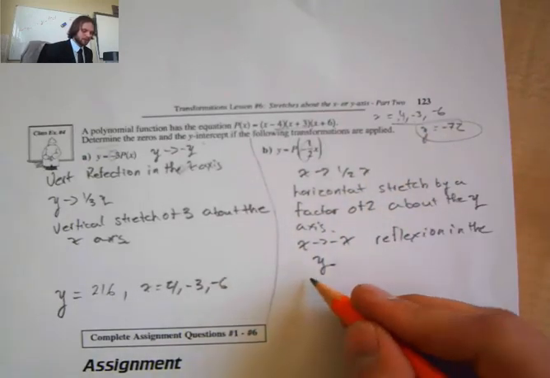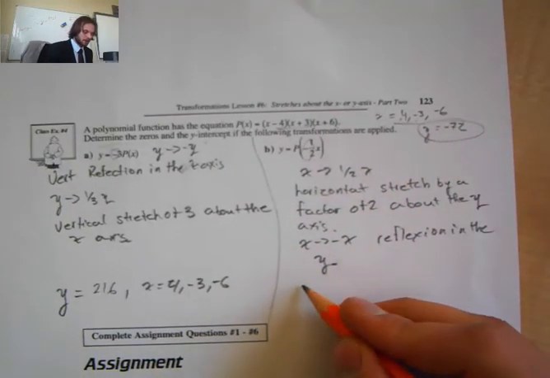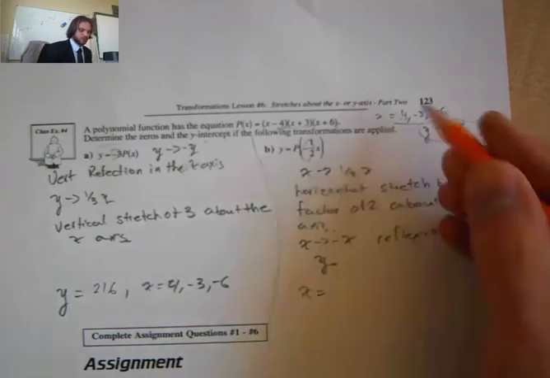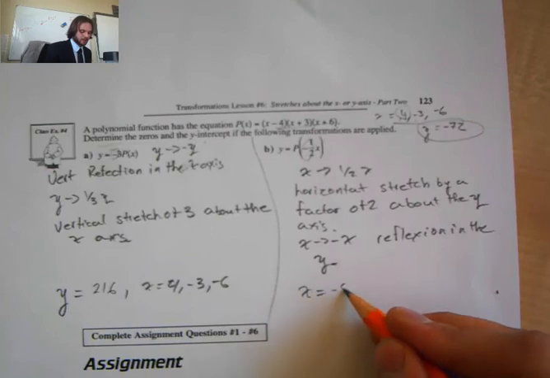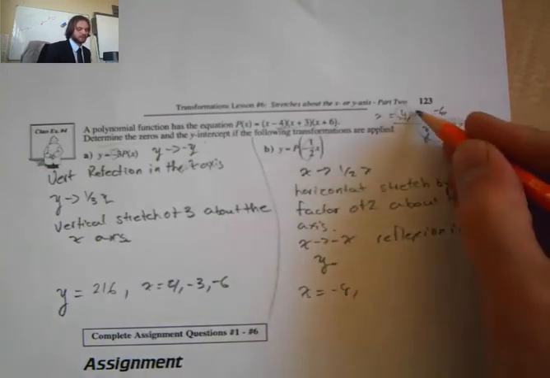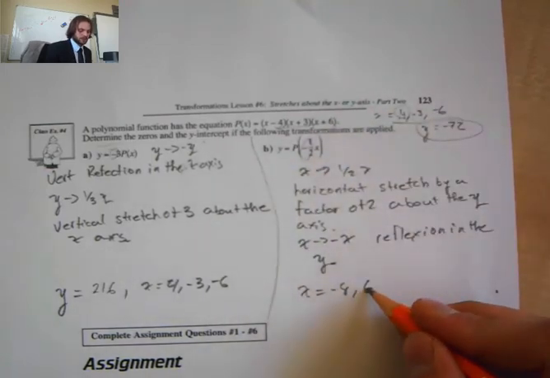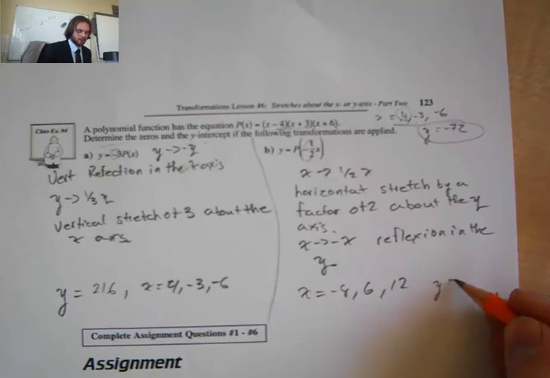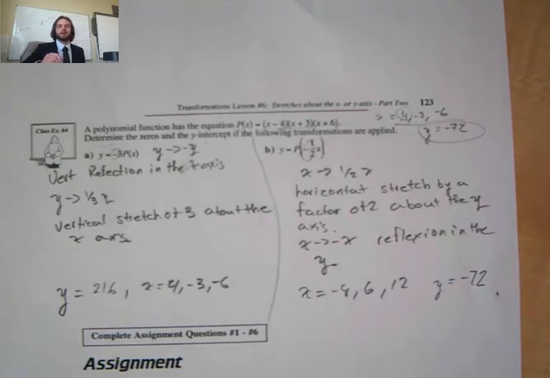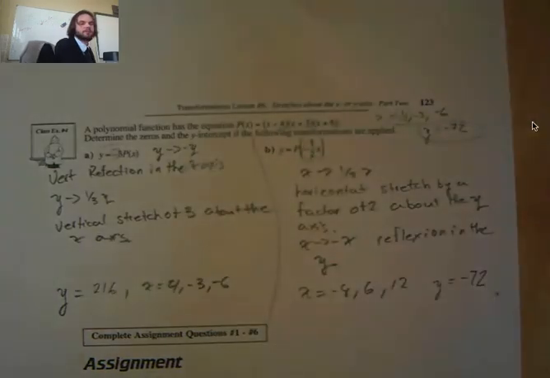So I'm going to end up getting, let's take a look here, x is equal to, we doubled and then negative, so 8. So that's going to be negative 8, comma, doubled. And then if it was negative, it's going to be positive, 6, and then 12. And my y doesn't change because this is only horizontal. So my y is equal to negative 72. And that is it. Okay?